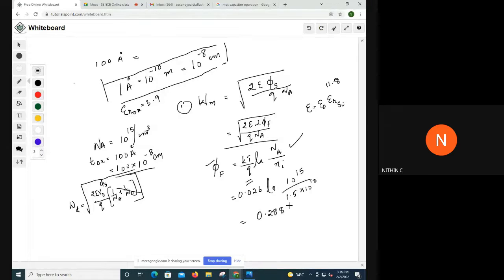The phi F value is 0.288. This is Fermi potential. Since it is mentioned as potential, the unit will be volt. That is the value of phi F. We can substitute the value here and you can easily find the value of depletion layer width. If such questions come, you can easily do it, right? There is nothing special to do in this; you can directly use the expressions.